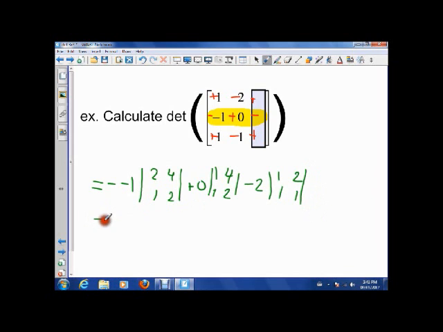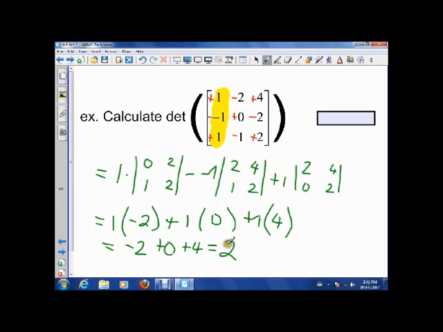Okay, so now let's calculate that. Well, this is positive 1 times 4 minus 4 is 0. This is 0 times something, and this is minus 2 times 1 minus 2. So that's negative 1. Alright, so that's also 2. So notice that we got the same answer here and here.